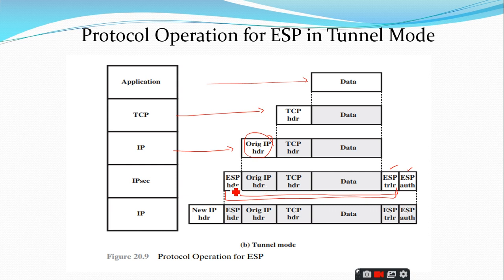Since you are encapsulating this original IP header inside the ESP header, there should be some provision to route the packet from the source to the destination through different types of routers. That is the reason why you again add a new IP header which has the destination as the end device, like the gateway or the firewall of the destination, and it also includes the hop-by-hop information or any routing information inside this IP header. So, this is the protocol operation for ESP in the tunnel mode.